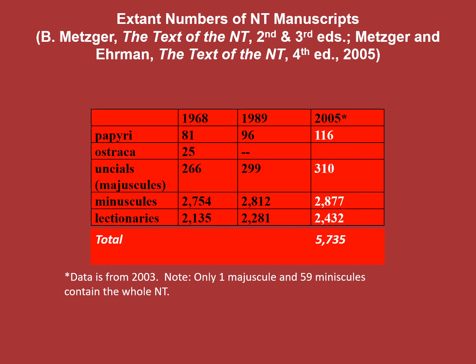Minuscules is a handwriting that came in the 8th or 9th century, and so we can distinguish uncials up until that time, and then minuscules from the 8th or 9th century on, up until the time of the printing press being invented in the 15th century. The minuscule evidence has also increased from 2,754 to 2,812 to 2,877.